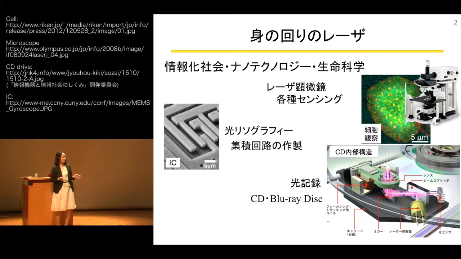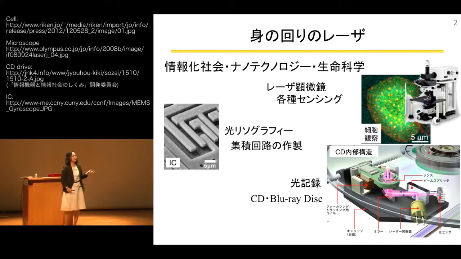Very small circuits with a size of only 1/10 of a human hair can be made using this technology. In optical recording devices such as CDs, DVDs, and Blu-ray discs, lasers from semiconductor lasers are collected by lenses and irradiated to the discs. Then the reflected light is detected by optical sensors to retrieve and store data. As I showed in these examples, we use lasers in our daily life.